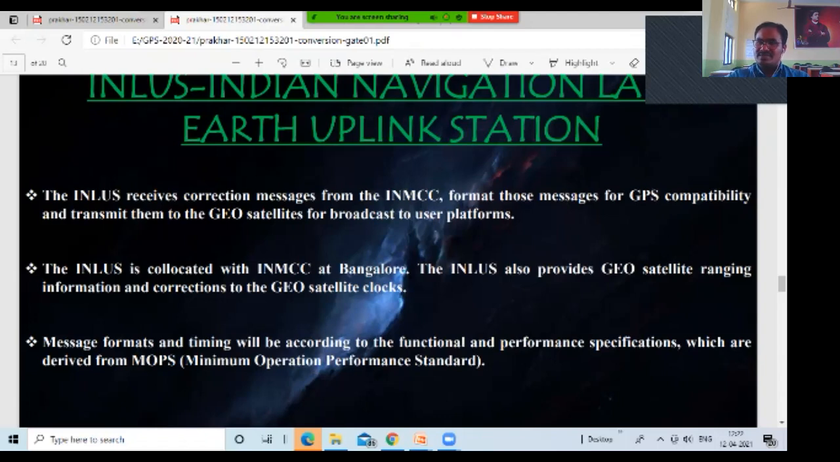And it also provides the geo satellites ranging information and corrections to the geo satellite clocks. Message formats and timing will be according to the functional and performance specifications, which are derived from the MOPS, that is Minimum Operational Performance Standard. This is a standard for the data that is collected.